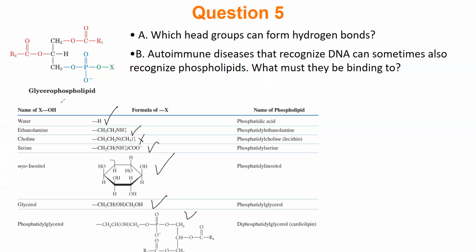So this is kind of a throwback to our discussion on antibodies. And the way antibodies work is that they find an antigen. Well, if an antibody can bind both the DNA and phospholipids, their antigen must be phosphate then, because that is the common molecular motif between a glycerophospholipid and DNA/RNA.